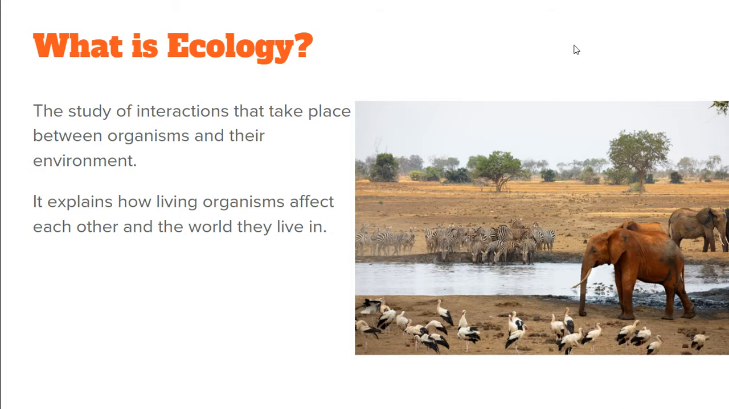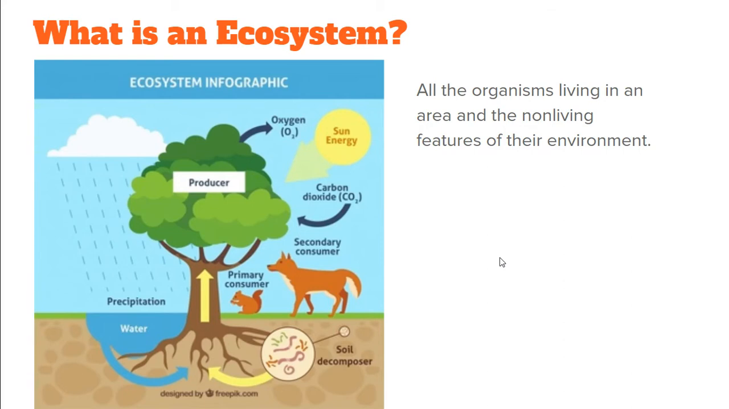So then that takes us into what is an ecosystem? Because if we're looking at how organisms affect each other in the world they live in, elephants do not live with polar bears, right? Even in the zoos, they're separated. They're in two different ecosystems. So an ecosystem is all the organisms and non-living features living together in their environment and how they interact with each other.